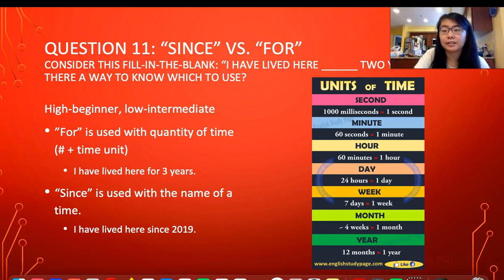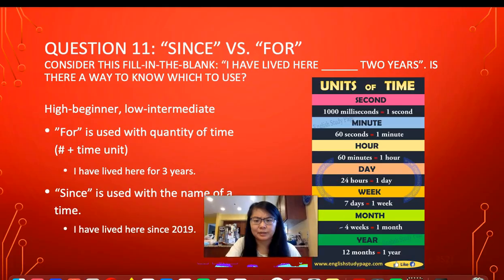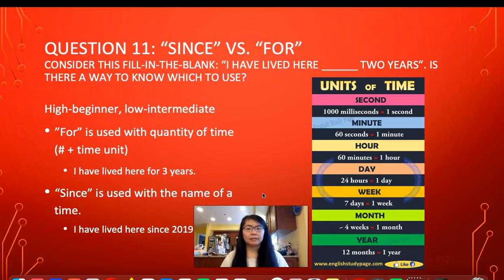Okay, so we're going to consider this fill in the blank. I think this works. I have lived here blank 2 years. Is there a way to know whether or not to use since or for? I have lived here for 2 years. I have lived here since 2 years.